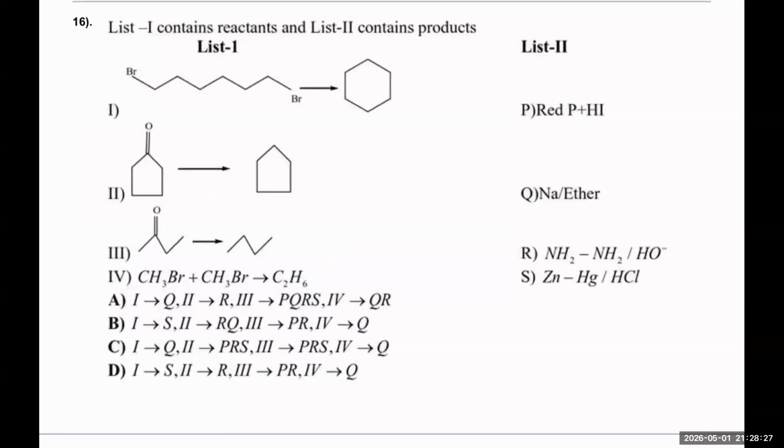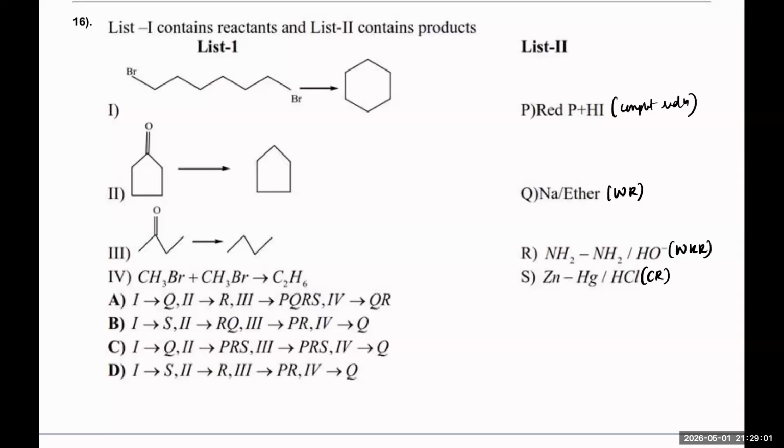Next, this is also pretty much self-explanatory. Check it out once. Please check, everyone. If you have it, let me know. This is Clemmensen reduction, Wolff-Kishner reduction. This is Wurtz reaction. This is red phosphorus, a complete reduction.